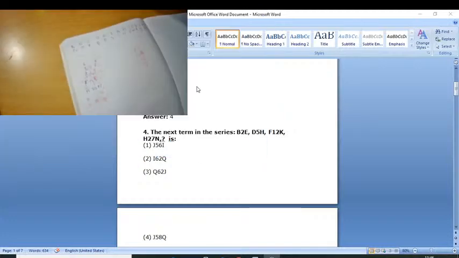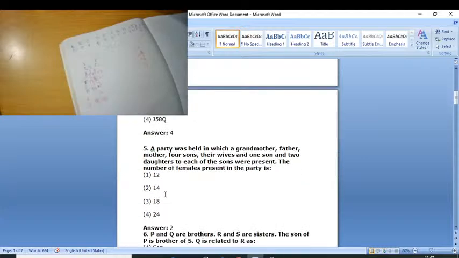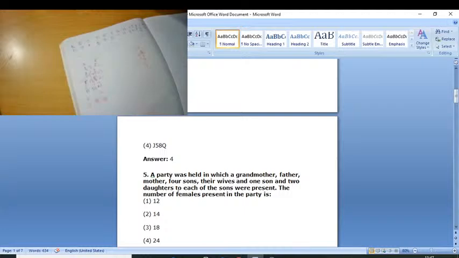So let's see whether we have such a number. That is the fourth one. J58Q will be our answer. And yes, that is our answer. And the next type of question will be, I'll conceal the answer for right now.